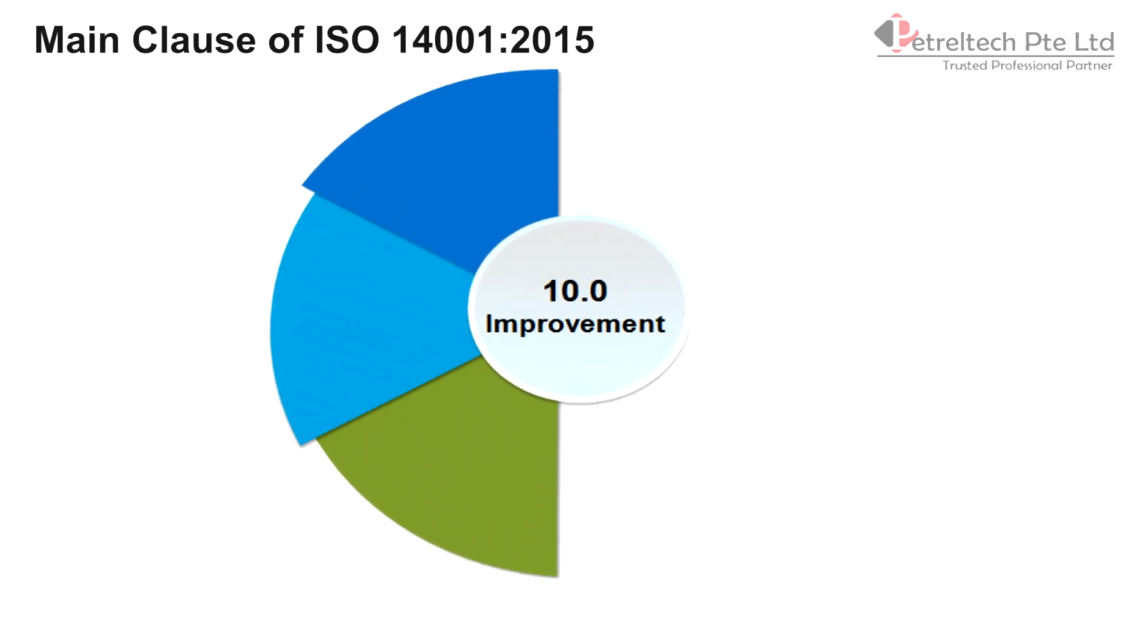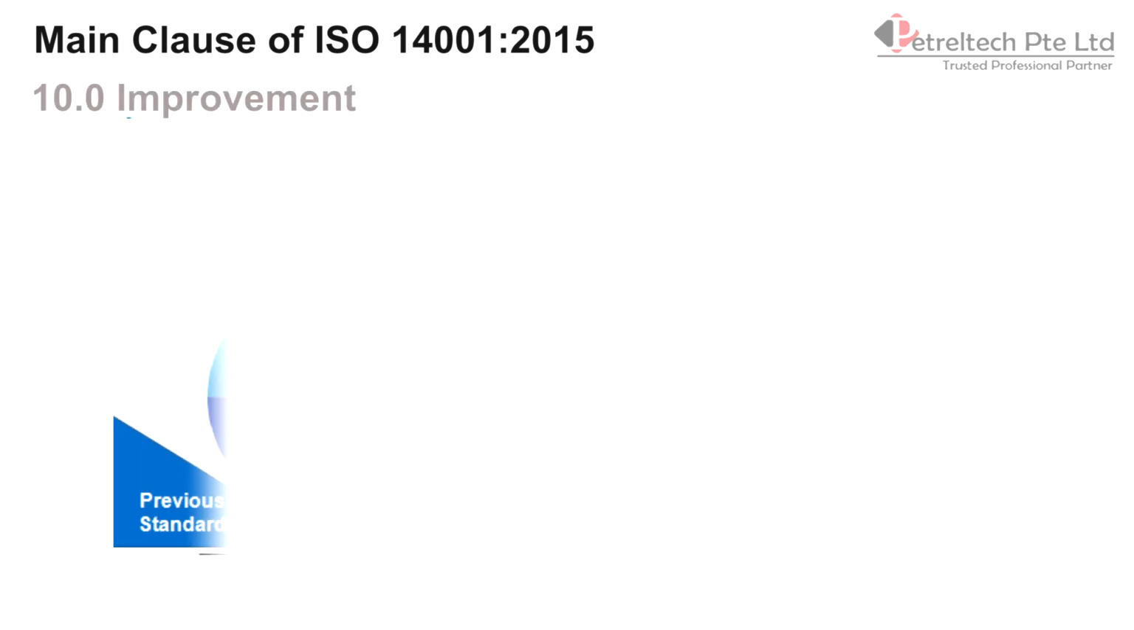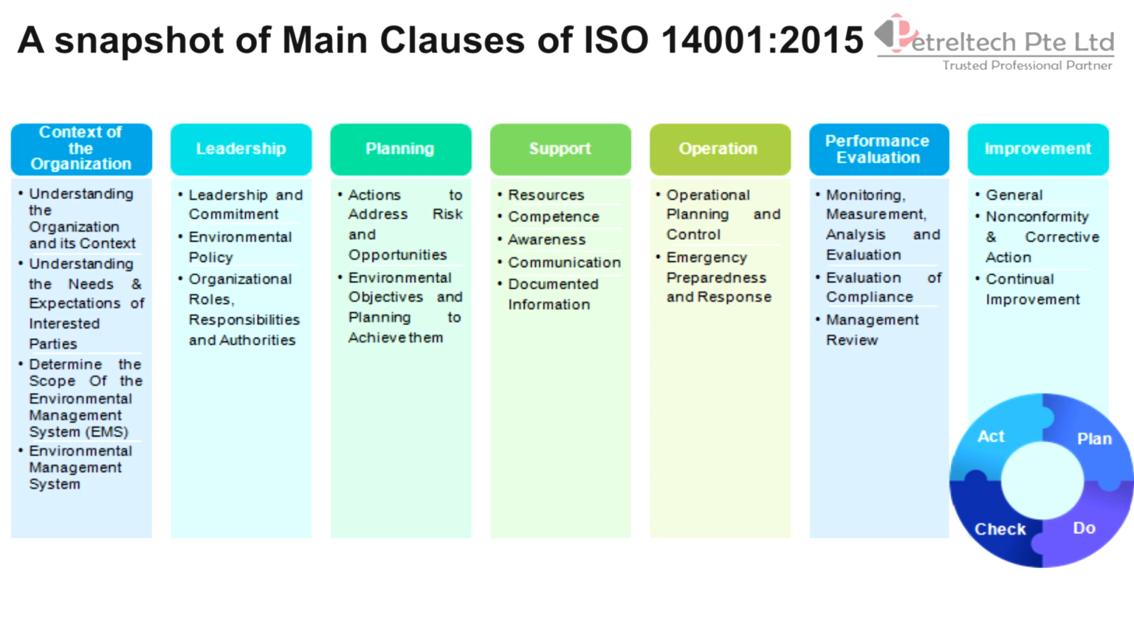Finally, Clause 10.0, improvement, talks about how improvement is an integral factor to an effective environmental management system through general, nonconformity and corrective action, and continual improvement. Talking about improvement, it is always continual and putting efforts towards the betterment of the existing system. Here is a snapshot of the main clauses of ISO 14001-2015.